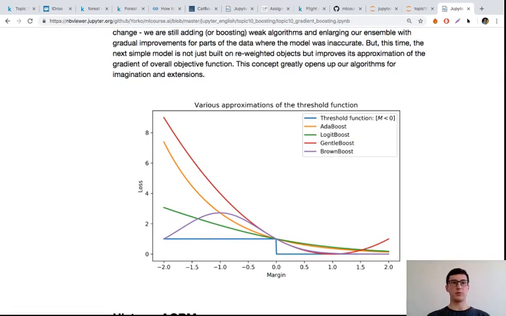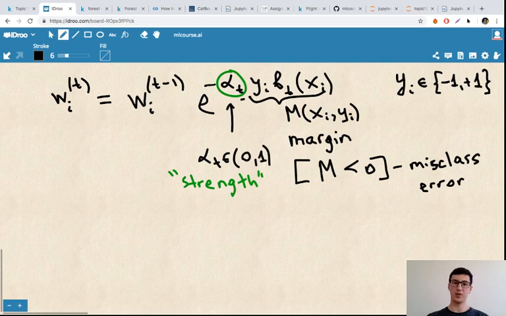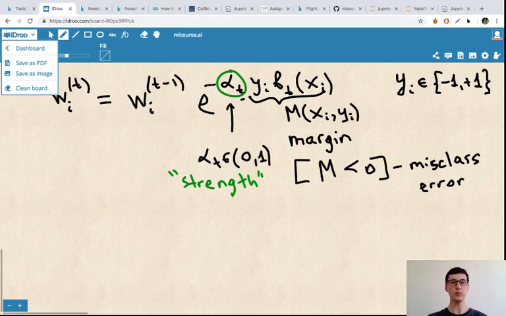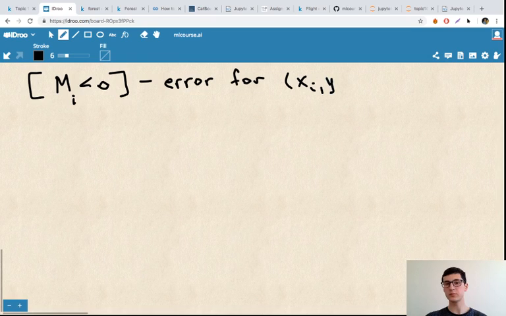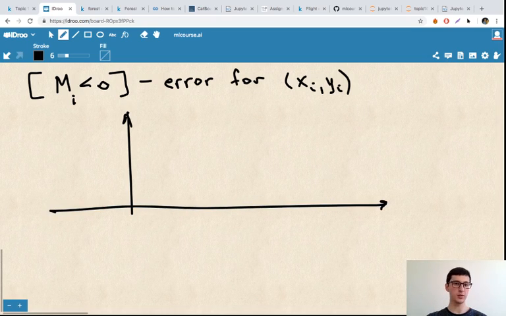Let's go back to this margin, and remember we discussed that we can't actually minimize the number of errors directly, but instead we propose some loss function. So again, this indicator that margin is less than 0 is going to indicate the misclassification error for some i, for a pair x i, y i. And so if we build the simplest possible loss function, it's called 0-1 loss. It's going to look like that. So we penalize our algorithm if it makes a mistake, and then we don't penalize it if classification is correct.